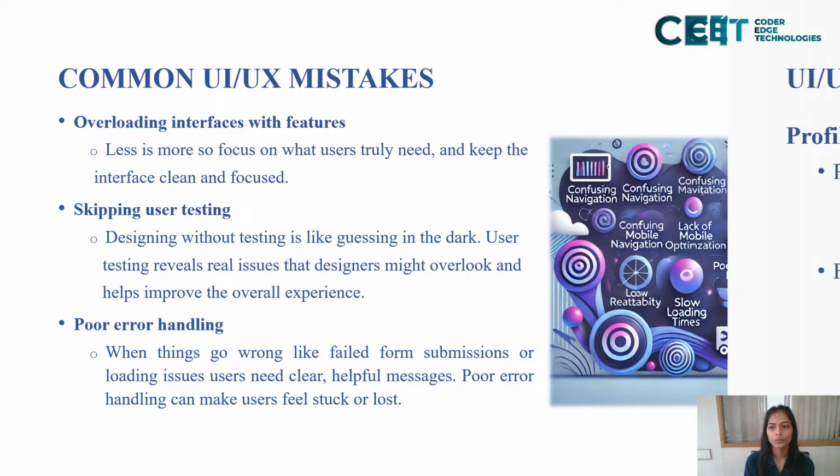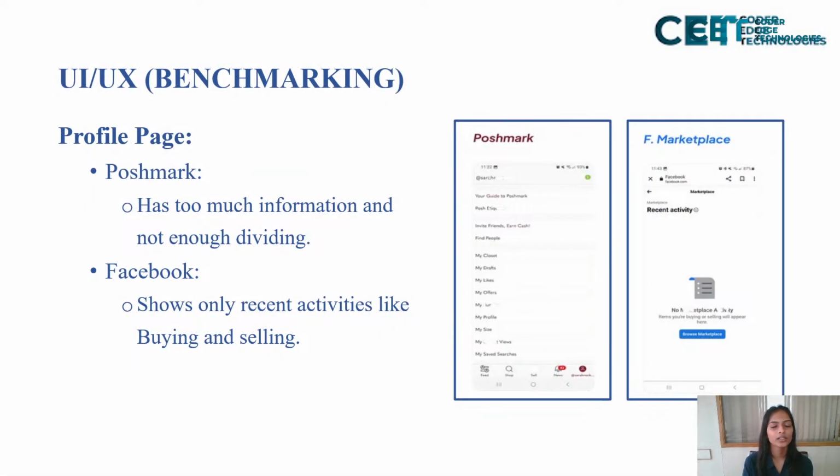Let's move to the next topic, which is UI UX benchmarking. Here we have two profile pages, one of Poshmark and the second of Facebook Marketplace. As shown, the Poshmark profile page has too much information and not enough dividing, which can confuse the users. On the other hand, the Facebook Marketplace profile page only shows recent activities like buying and selling, which guides users properly.